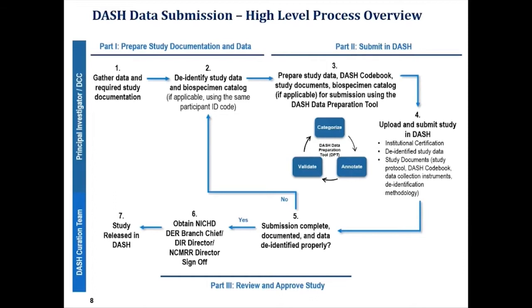Then part 2 is where we'll start to submit to DASH. Step number 3 is preparing all your files and using the data preparation tool, or DPT, to categorize, annotate, and validate your items, to then move on to step 4, which is to upload and securely submit your study in DASH in an encrypted fashion. When that is done, it moves on to part 3, in which the DASH curation team takes over.